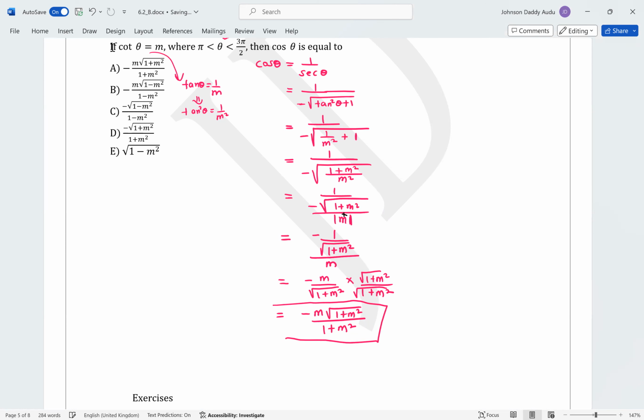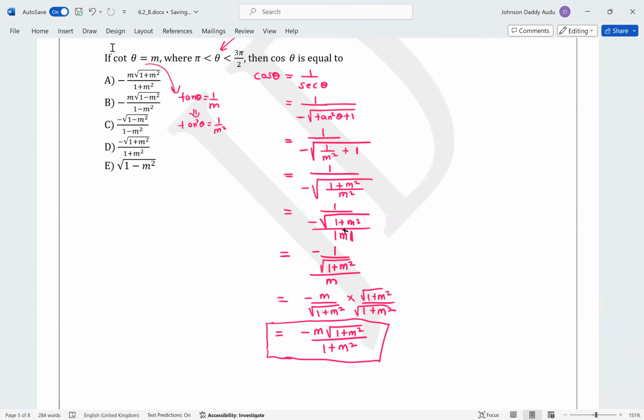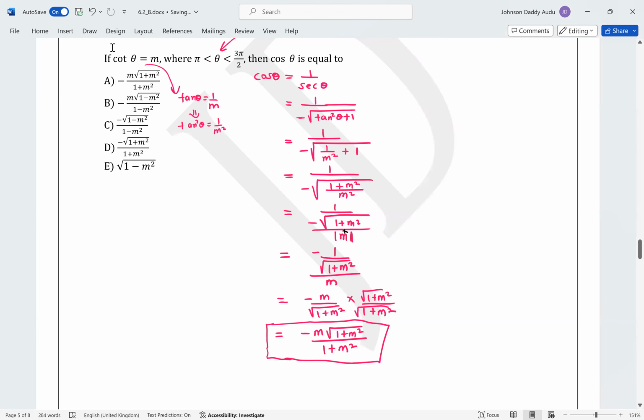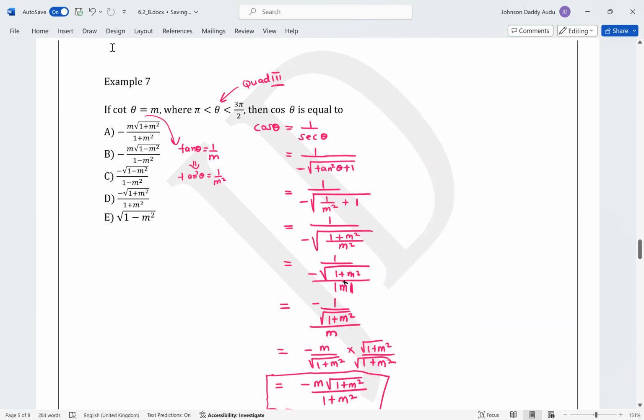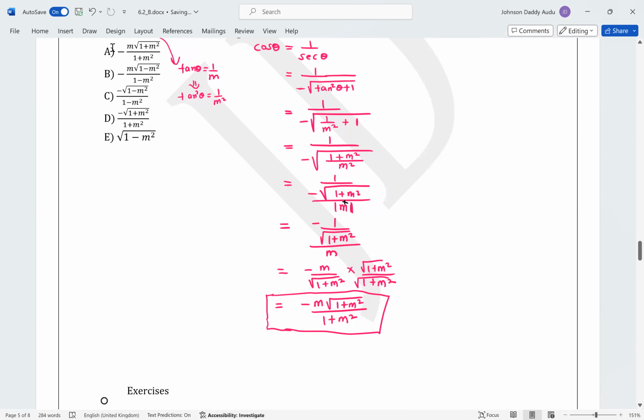All right, so this is how to write one trigonometric function in terms of the other using the Pythagoras identity as well as the reciprocal identity. I hope this is clear. We'll see more of these questions in the exercise.